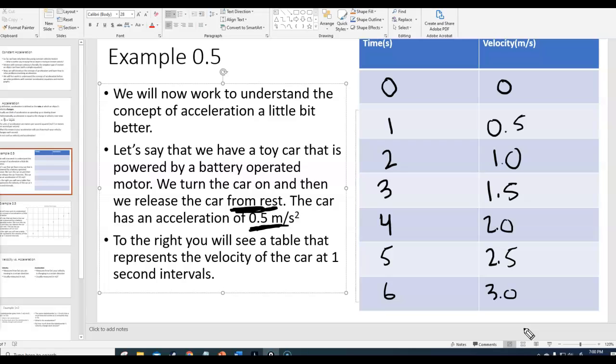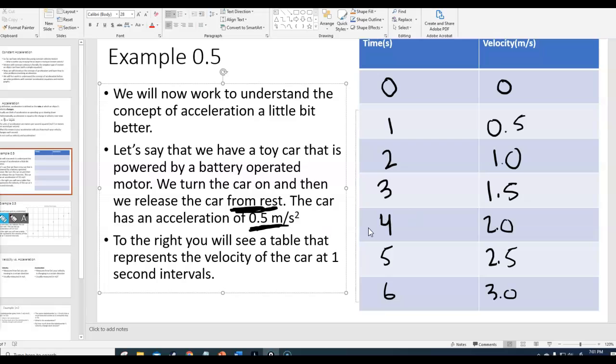Now, does the acceleration always have to be positive? No. We'll see an example of that later on, because your velocity can decrease over time, and in fact, your velocity can even become negative if you're moving in the negative direction. That means that you have a negative velocity. But again, don't confuse velocity and acceleration. They're two separate things. I'm going to erase this right here.